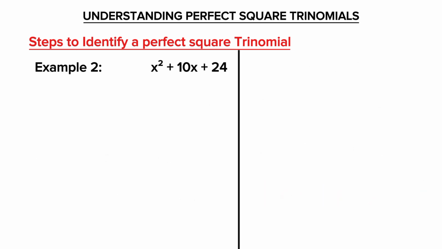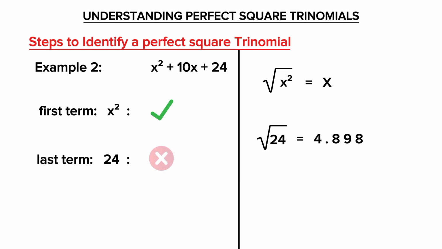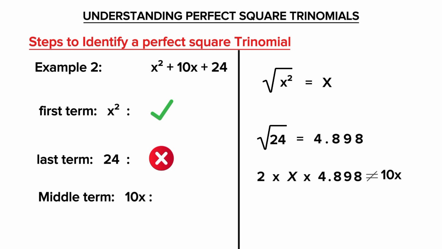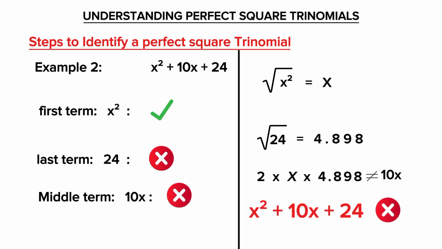Example 2. x squared plus 10x plus 24. First term, x squared, which is a perfect square. Last term, 24, not a perfect square. Square root of 24 is not a whole number. Middle term, 2 times x times square root of 24, is not equal to 10x. So this is not a perfect square trinomial. It can still be factored but not as a square.